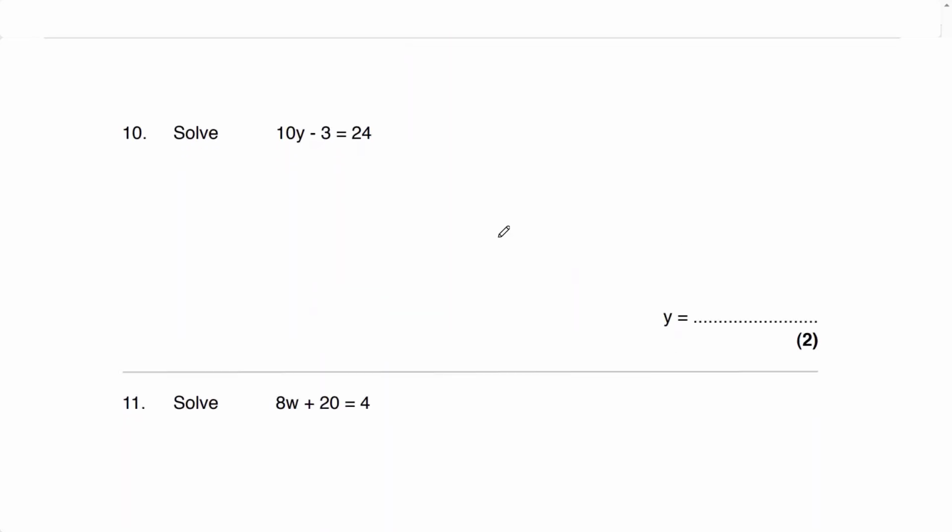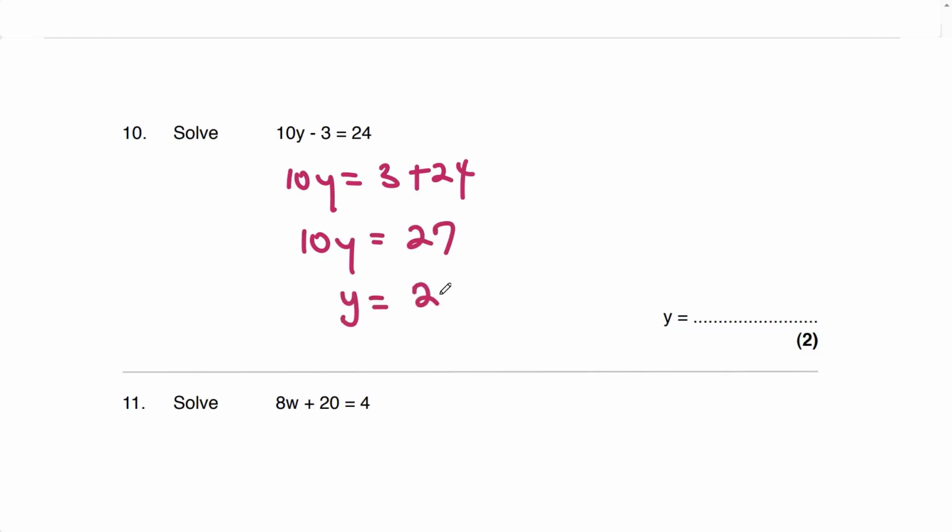Number 10, we have the equation 10y minus 3 equals 24. The first thing we need to do is to add 3 on both sides. So we have 10y is equal to 3 add 24. Then we have 10y is equal to 27. To get y, you have to divide both sides of the equation by 10. And definitely that's going to give you a decimal 2.7.